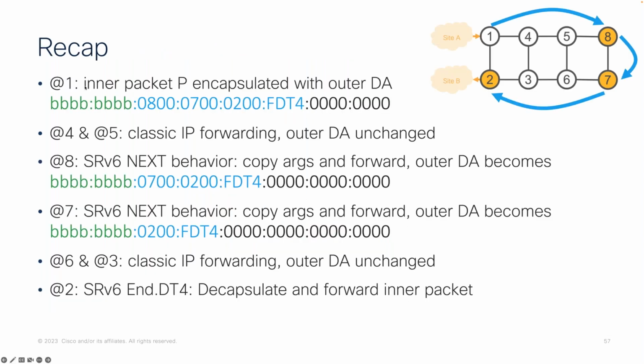Okay, so we saw how at 1 the inner packet gets encapsulated with an outer IPv6 header with this interesting looking destination address that's been computed to represent the segment list 872FTT4. Then we do classic IP forwarding to node 8, where the next end behavior tells us to copy the args and forward it to 7, and then at 7, copy the args, forward to 2. We do classic IP forwarding until we get to node 2 and decapsulate.